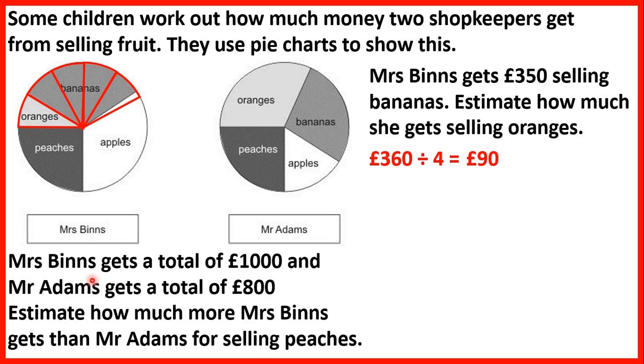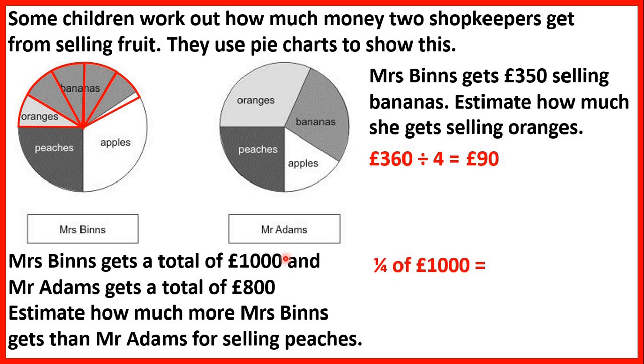Now, Mrs. Binns gets a total of £1,000 and Mr. Adams gets a total of £800. Estimate how much more Mrs. Binns gets than Mr. Adams from selling peaches. So we can see on Mrs. Binns's pie chart that peaches make up about a quarter of the total pie chart.